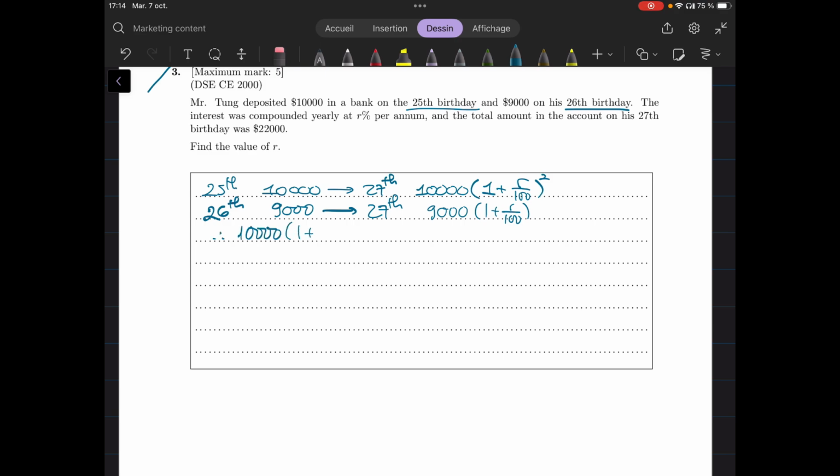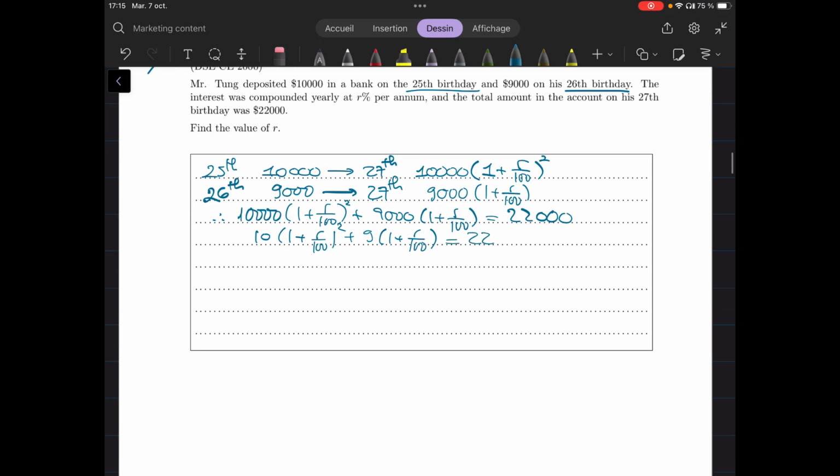Therefore, 10,000 times 1 plus R divided by 100 squared plus 9,000 times 1 plus R divided by 100 is equal to 22,000. Divide both sides of the equation by 1,000. I would go a step further and introduce a dummy variable. So let t equal 1 plus R divided by 100. Your equation now becomes 10t squared plus 9t is equal to 22.